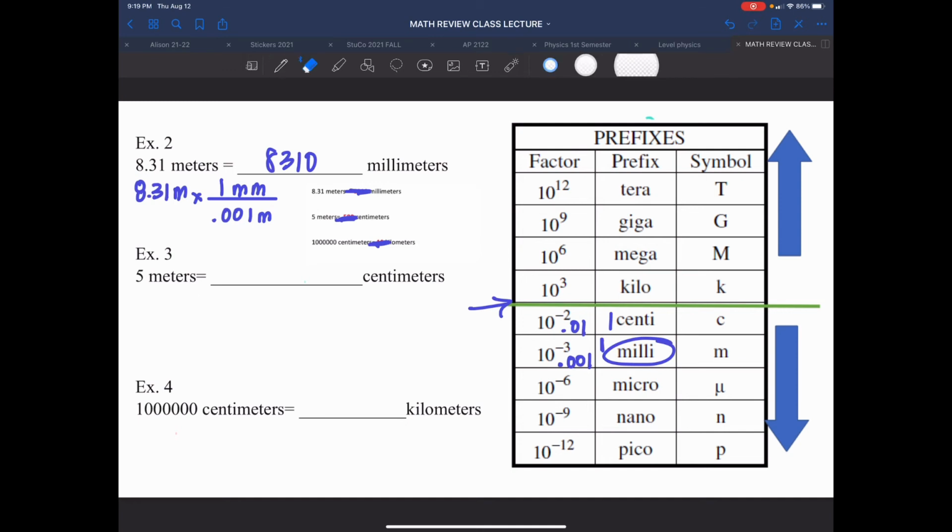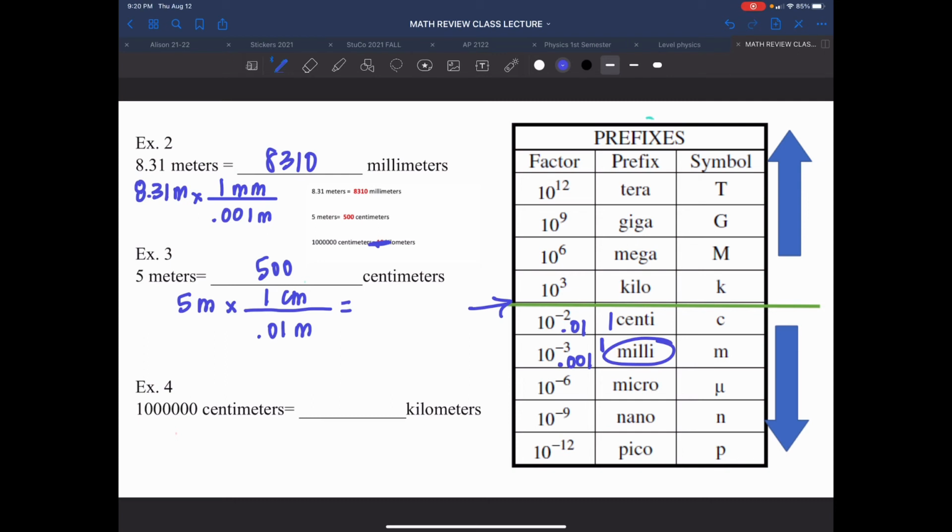So if we have 5 meters, 0.01 meters equals 1 centimeter. Okay, and you should get 500. Does that make sense? Yes. Our number for centimeters should be bigger than our number for meters. Okay, you try the next one.